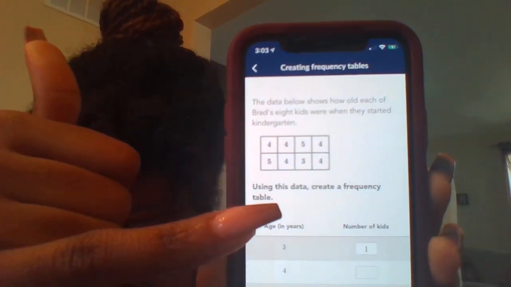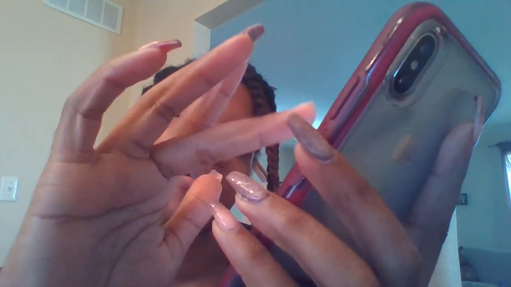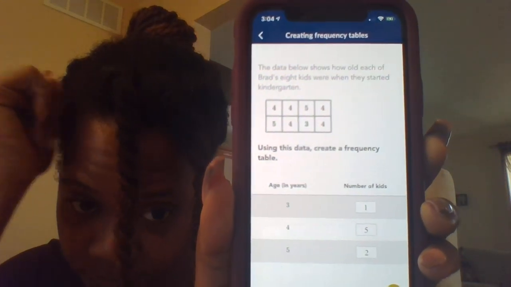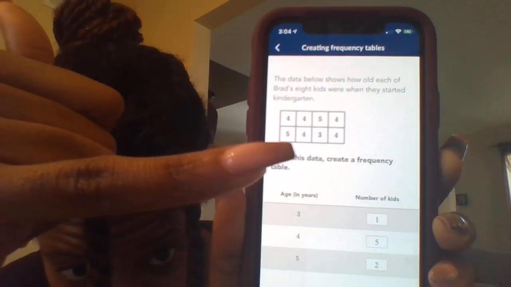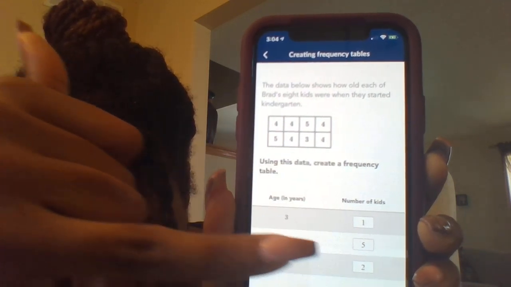Next row asks for 4. How many times do we see 4? We see 4 1, 2, 3, 4, 5 times. So the frequency of the value 4 is 5. And the last one, 5, we see 2 5s. So that's how you would complete that frequency table. So again, there's 1 3, there are 5 4s, and there are 2 5s.